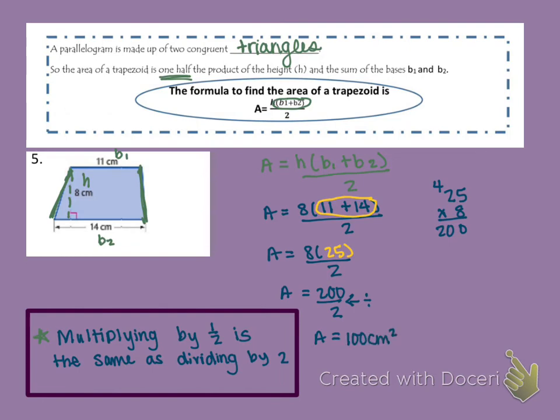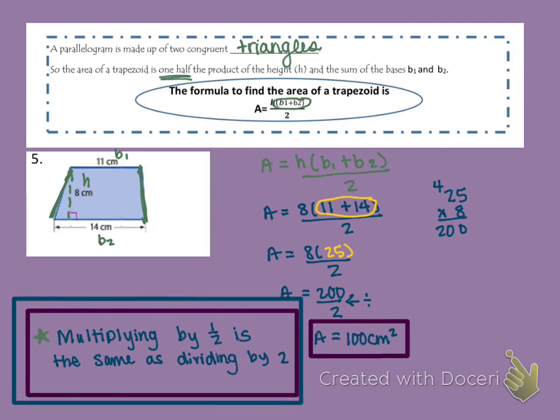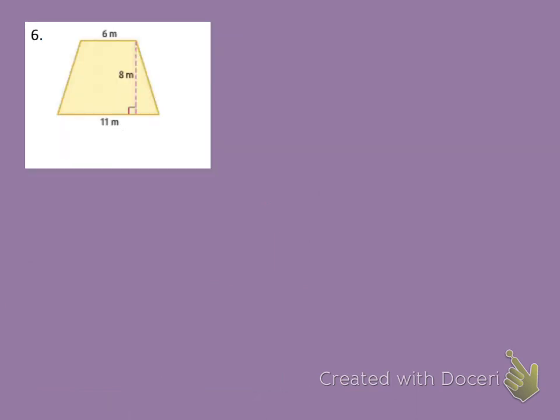And that's our answer. If that went a little fast for you and you didn't get it all, make sure you press pause and make sure all this is on your paper, especially this right here. Okay, so go into the next trapezoid.